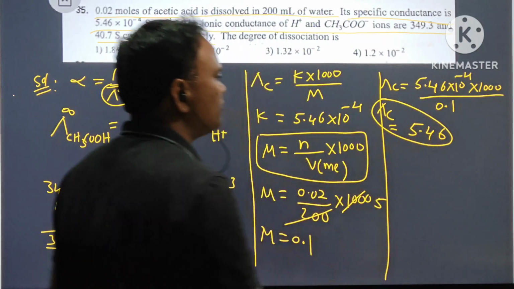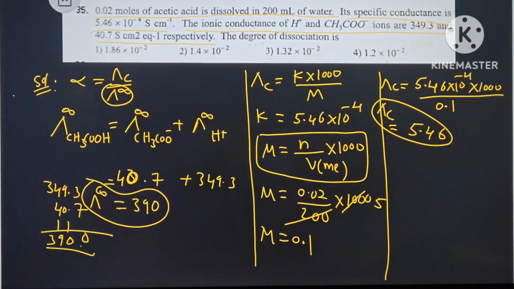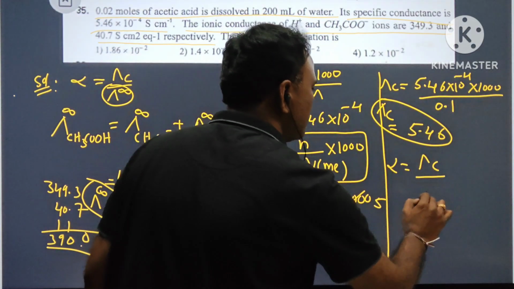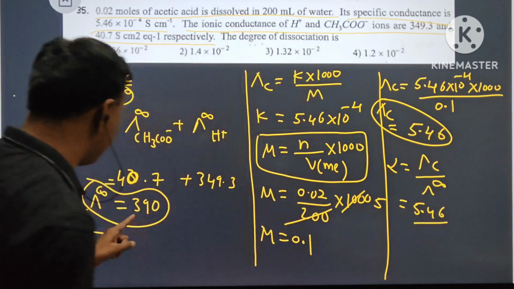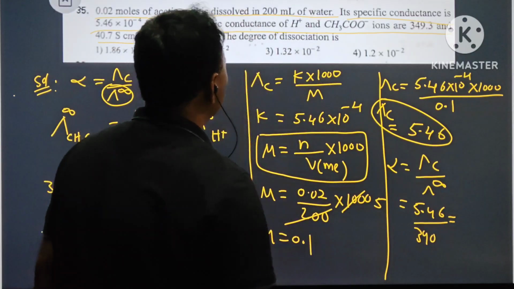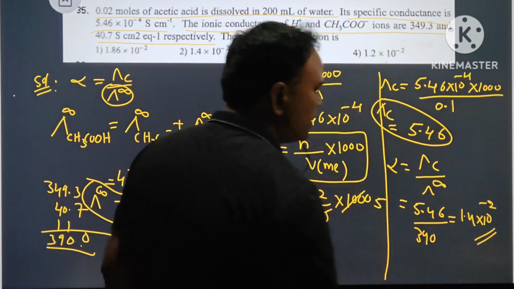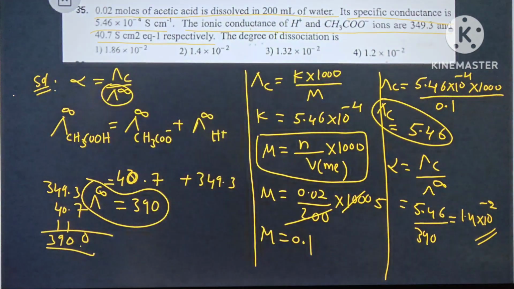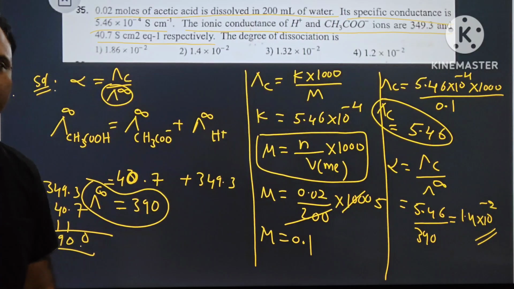Lambda C value is 5.46, and you know lambda infinity also. Now what is alpha? Lambda C by lambda infinity. Lambda C 5.46 divided by lambda infinity 390. If you simplify, you will get 1.4 into 10 power minus 2. You can check if you have any doubt. But see the procedure, very good question. This is from the first part.